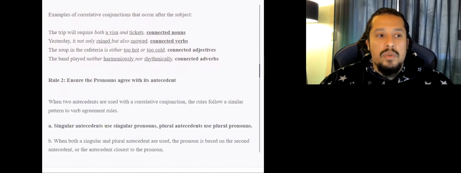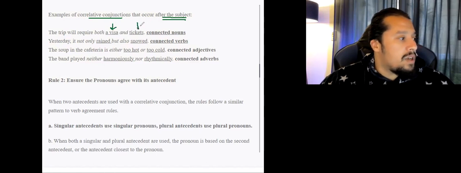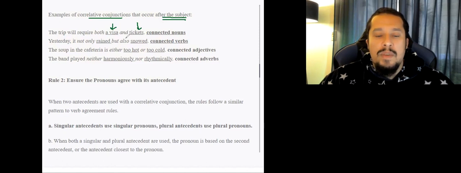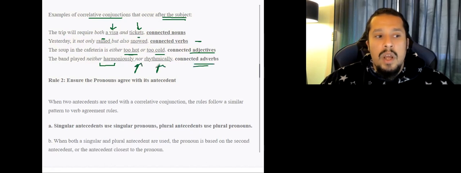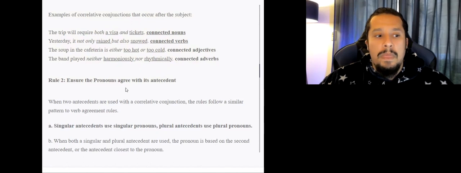Now here's some other examples, right? Examples of correlative conjunctions that occur after the subject. So the trip will require both a visa and tickets, right? هنا we connect nouns. Yesterday it not only rained but also snowed. هنا we connect verbs. The soup in the cafeteria is either too hot or too cold. Connect adjectives. The band played neither harmoniously nor rhythmically. Connected adverbs. So برضو اعملوا حسابكم مش لازم بس يبقى subject and verb connected or subjects connected or verbs connected. الword pair ممكن يconnect أي حاجة.